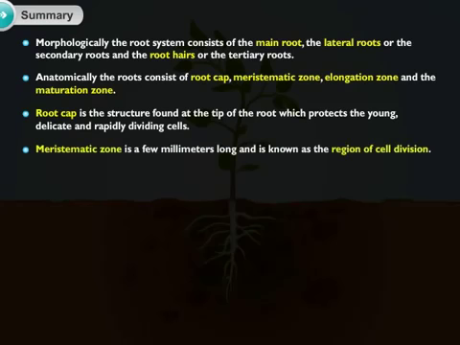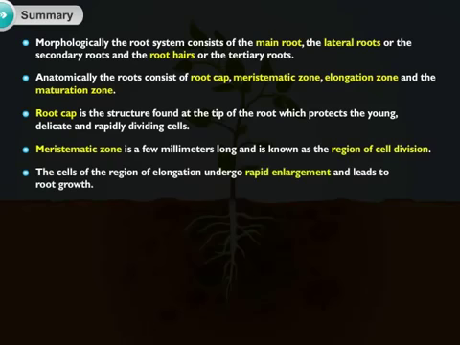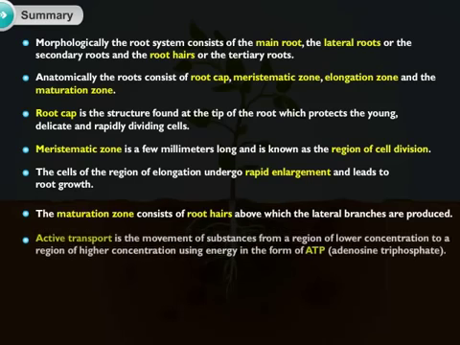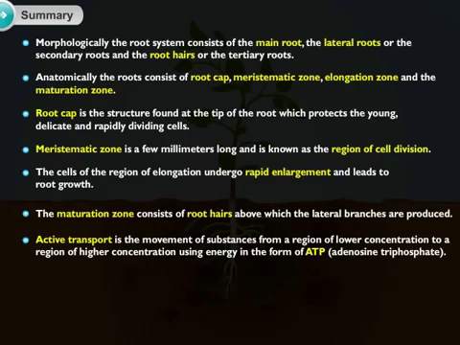Meristematic zone is a few millimeters long and is known as the region of cell division. The cells of the region of elongation undergo rapid enlargement and lead to root growth. The maturation zone consists of root hairs above which the lateral branches are produced. Active transport is the movement of substances from a region of lower concentration to a region of higher concentration using energy in the form of ATP, adenosine triphosphate.